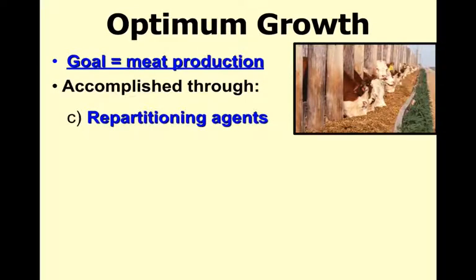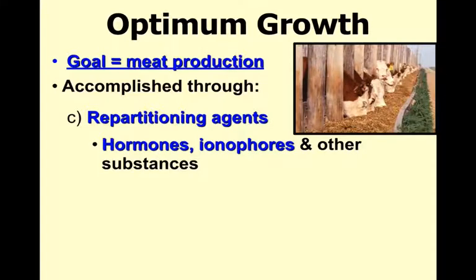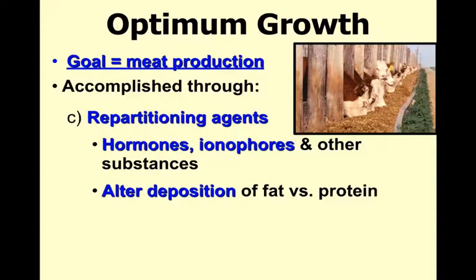There are some tools out there to help producers manage optimal growth and manage lean growth, and some of those are repartitioning agents. Those are additives. They are either hormone or hormone-like or ionophores or other substances that can be added to an animal's diet to allow them to promote lean tissue development as opposed to fat tissue development. And it alters that deposition.